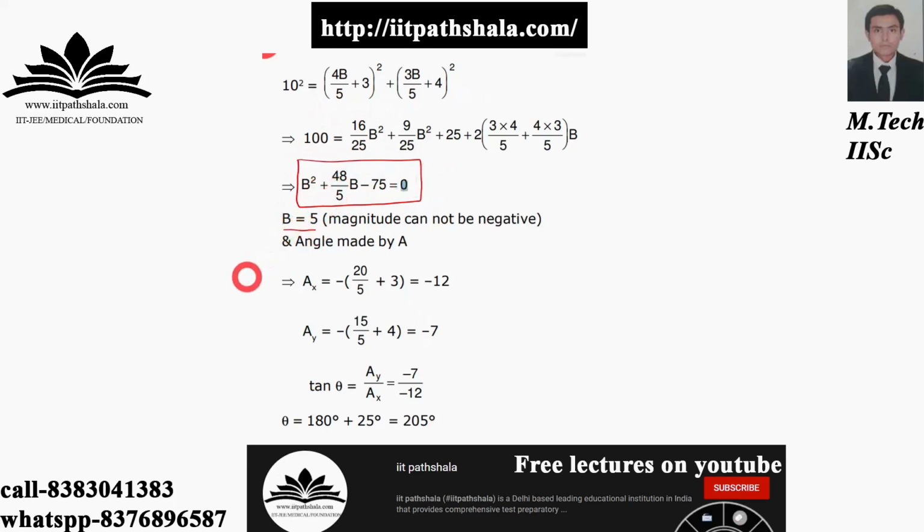b is having a value of 5 itself. Now you can have the value of ax and ay, both of them. Then after which you can have the value of tan theta also, at which your vector a will be inclined to your x-axis. Okay, so that's your answer.